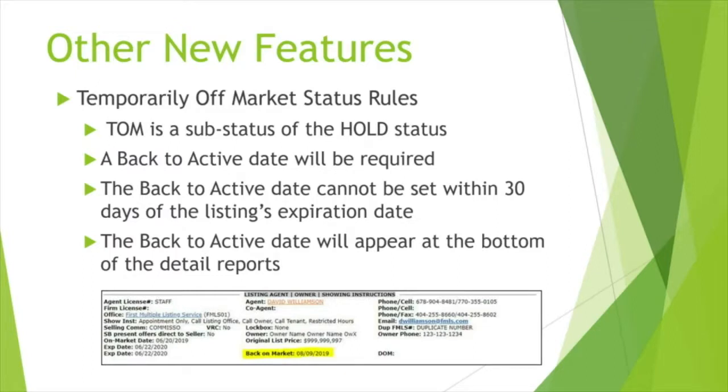A back to active date will be required for this status, as it is for coming soon. That date cannot be set within 30 days of the expiration date of the listing. And to help people know when the property will be back on the market, that back to active date will appear at the bottom of the agent full report, so that you'll know when you can start to show that property.